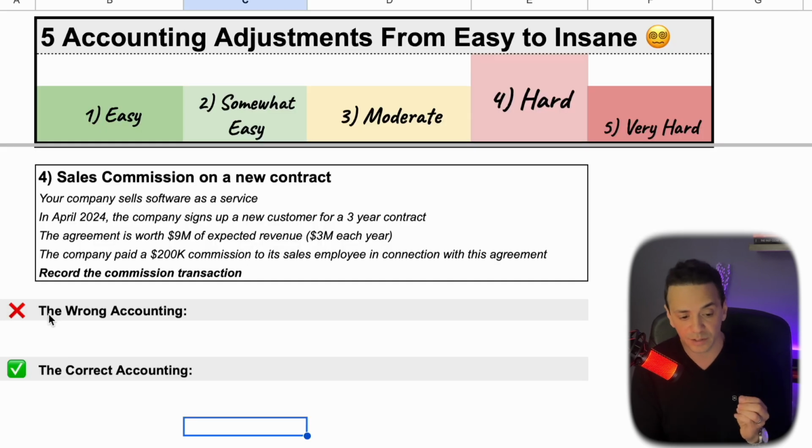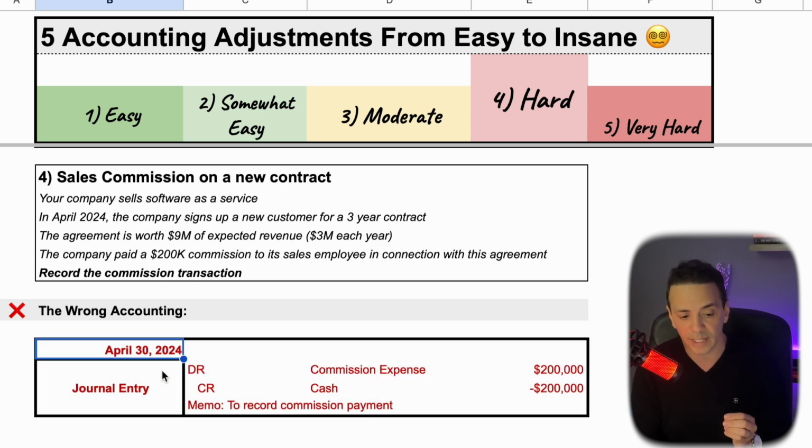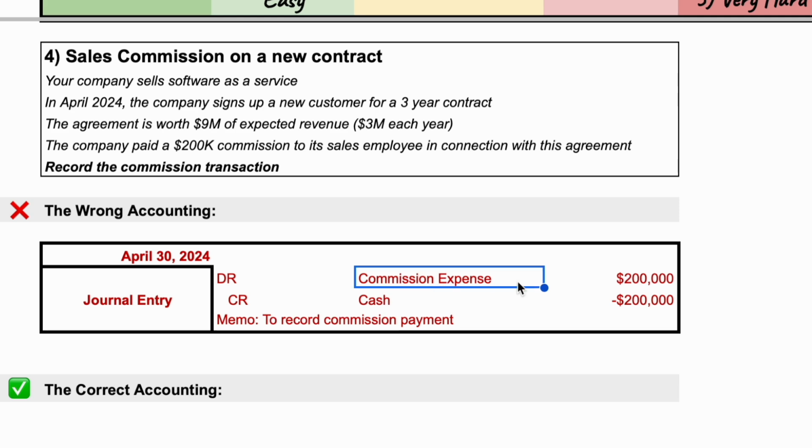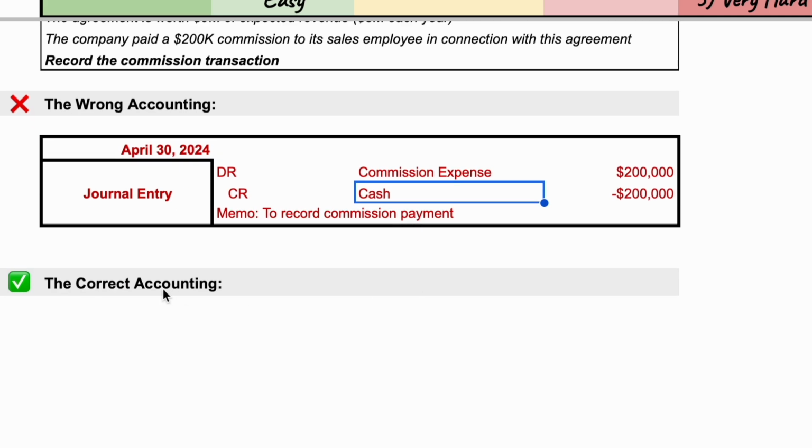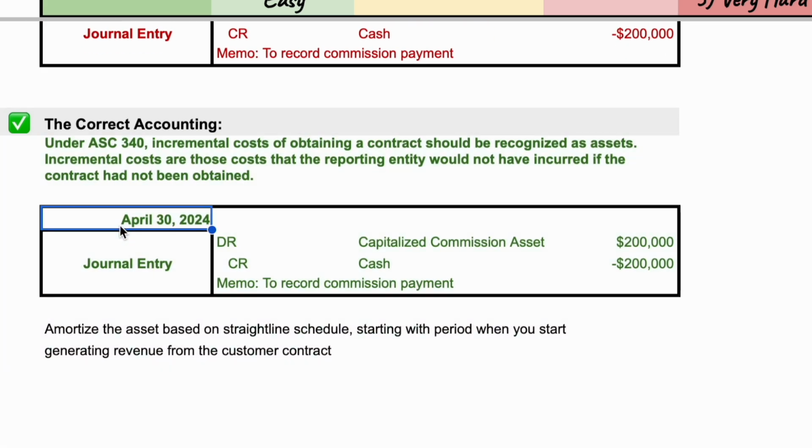So the wrong accounting for this is that you say, okay, I'm paying my salesperson $200K commission. I'm going to go ahead and record a debit to commission expense and a credit to cash. Right? This is wrong because under ASC 340, accounting for revenue from contracts with customers, the incremental cost of obtaining a contract should be recognized as an asset.